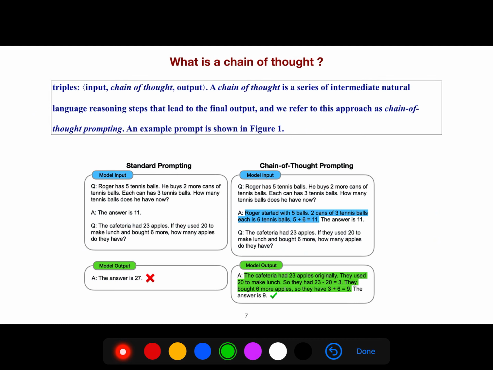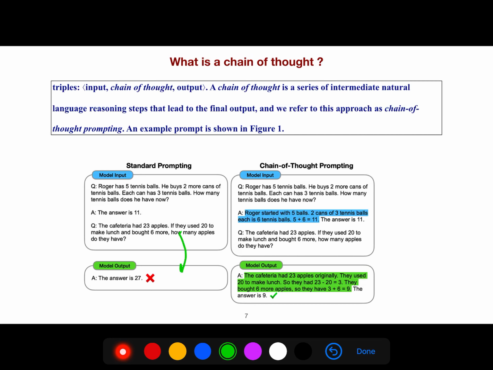What is a chain of thought? Triples: input, chain of thought, output. A chain of thought is a series of intermediate natural language reasoning steps that leads to the final output. And we refer to this approach as chain of thought prompting.